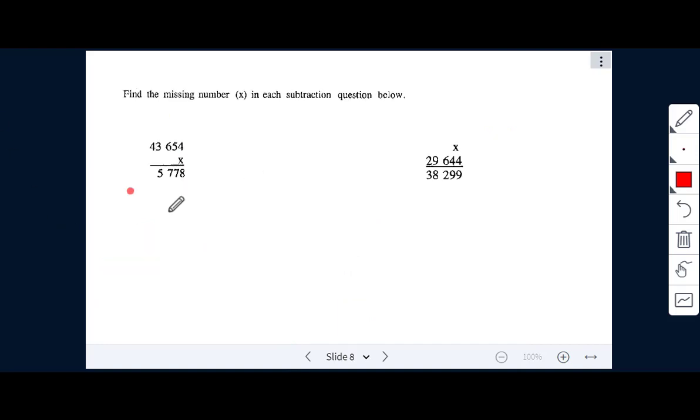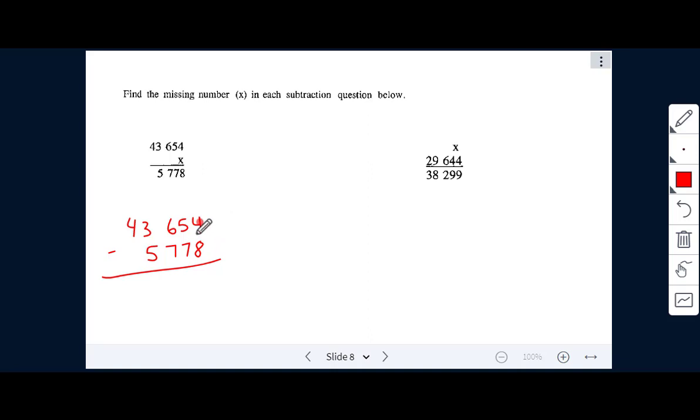All right, so in this first example, the x is the subtrahend. So we're missing the x here, which is the subtrahend. All right, so if you have a case like that, then you're going to subtract your difference from your minuend. So 43,654, and we're going to subtract 5,778 to give us our value of x.